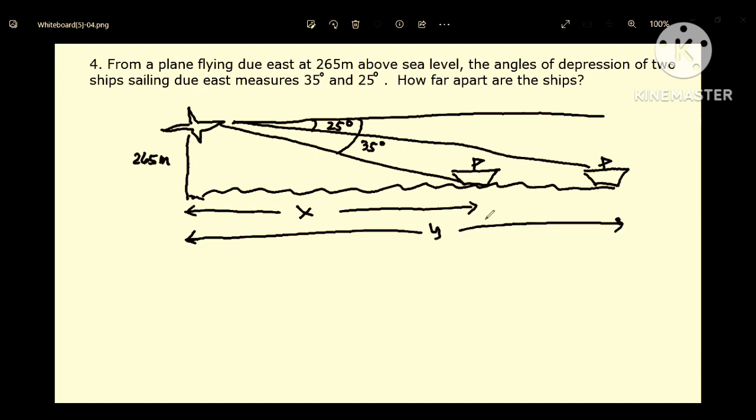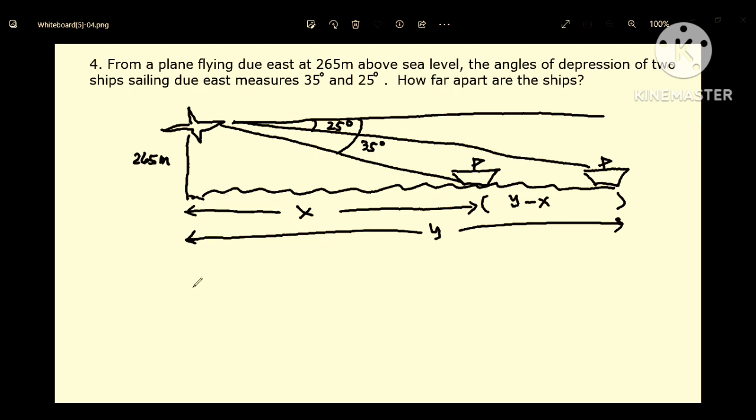Now, what would be the distance of the two ships? Di ba? The distance of the two ships would be the difference of y and x. Di ba? So this distance is equal to y minus x. So to solve for the distance, we need to solve for x and y. No? So let us first solve for x.